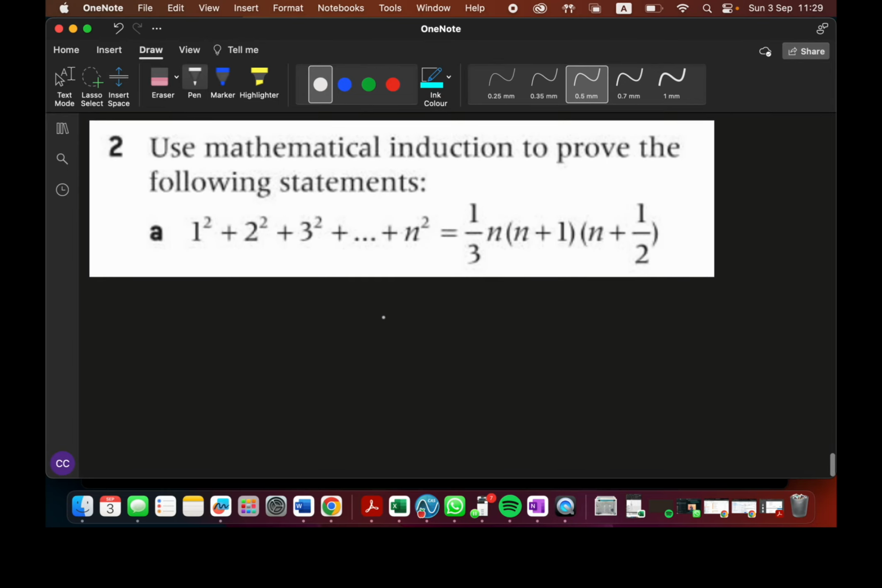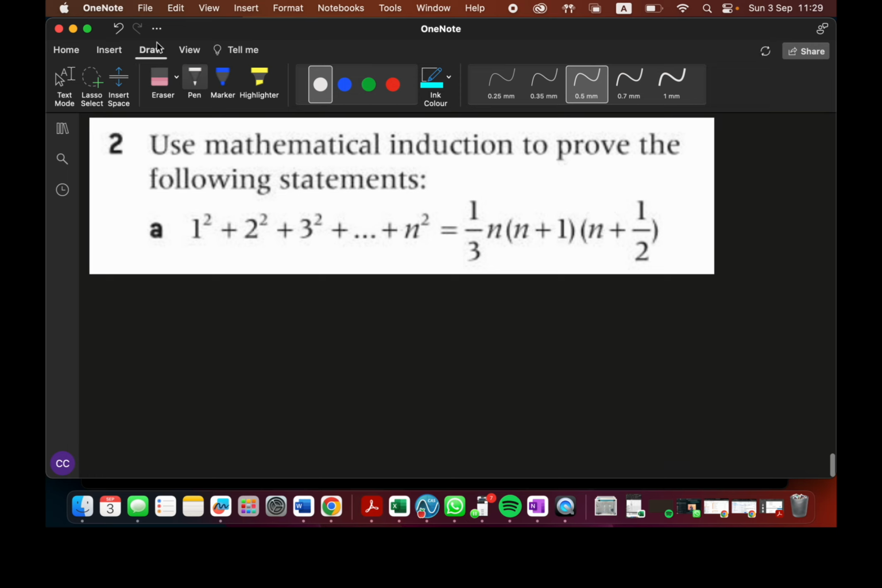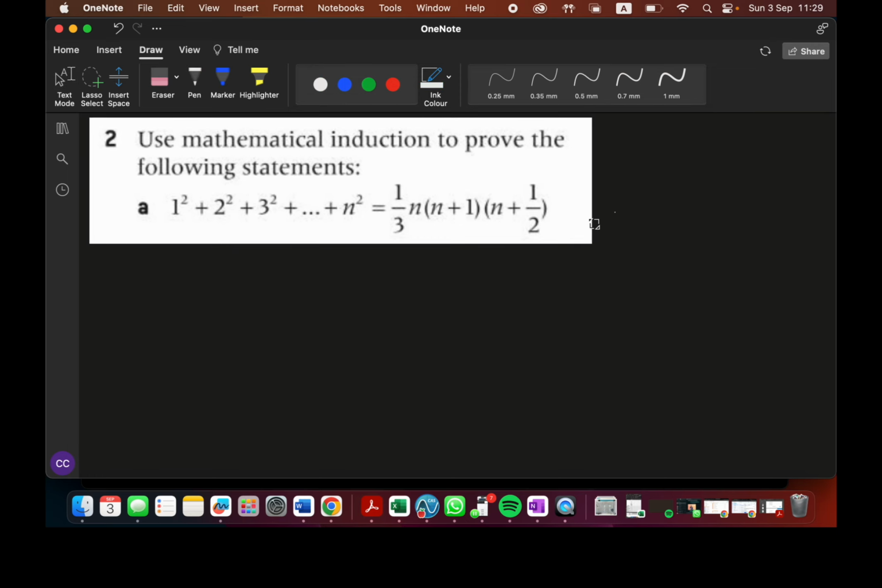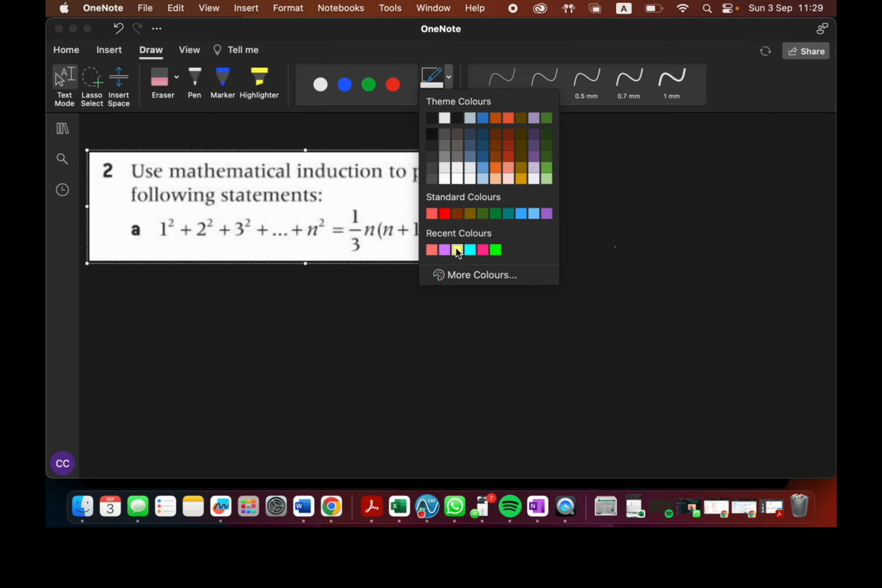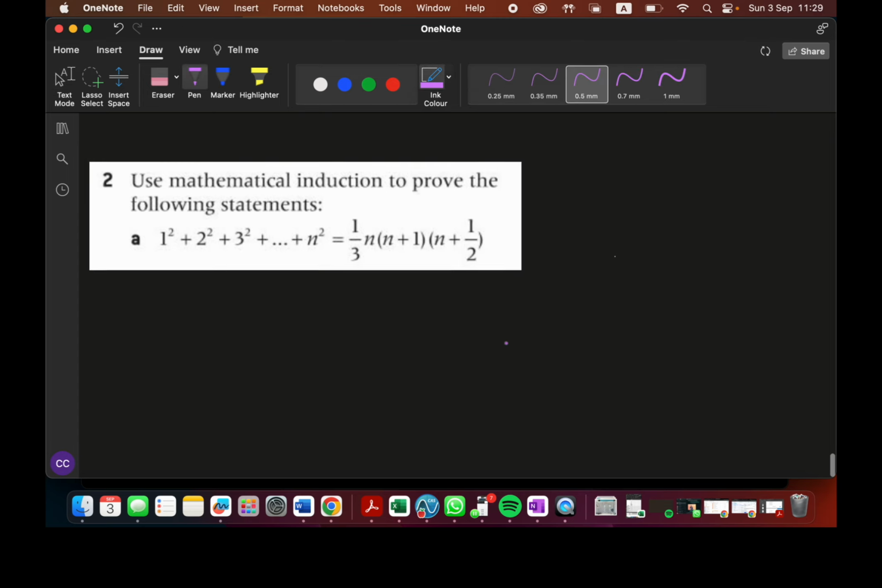Okay, so this question is from our textbook, and it is question 2A. So I just want to walk through this to make sure everyone's got it. By using mathematical induction, we need to prove the following statement is true. In this case, it's this one. So we have to start with the base case.